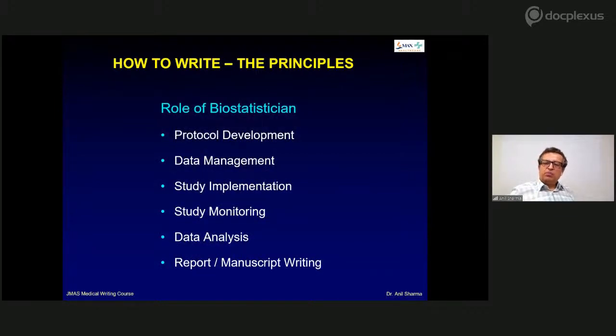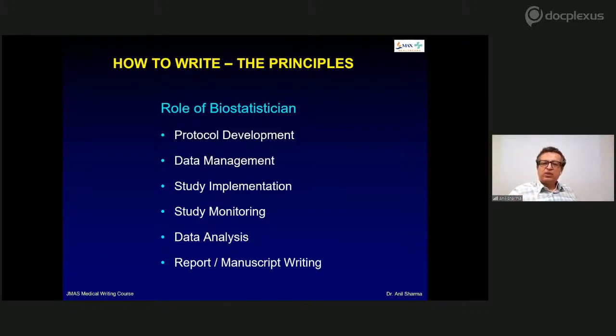Now, the role of a biostatistician. This is something that I feel very strongly about, because though this is a breed that instills a lot of fear and distaste in us as surgeons, let me tell you, this is a breed that we need for surgical writing and publishing.